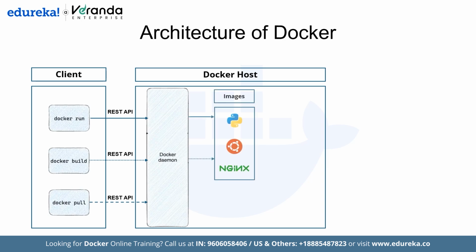Next is a Docker image. A Docker image is a read-only template that contains instructions for creating a Docker container. Images include everything needed to run an application, like code, libraries, environment variables, and configuration. The key role of a Docker image is that it is the blueprint for creating containers. Docker container. A container is a runnable instance of a Docker image.